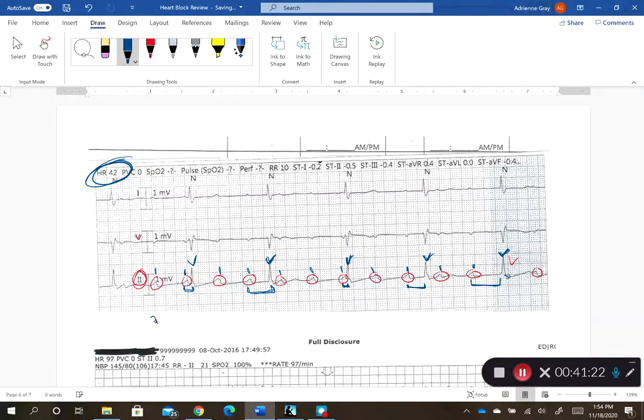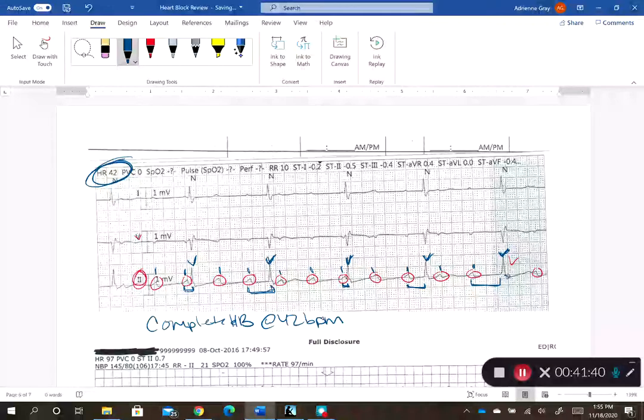So this is going to be a complete heart block or third degree heart block, however you want to label it, at 42 beats per minute. And remember, with a complete heart block, you do not need to put a conduction ratio because it's given that it'll be pretty inconsistent.